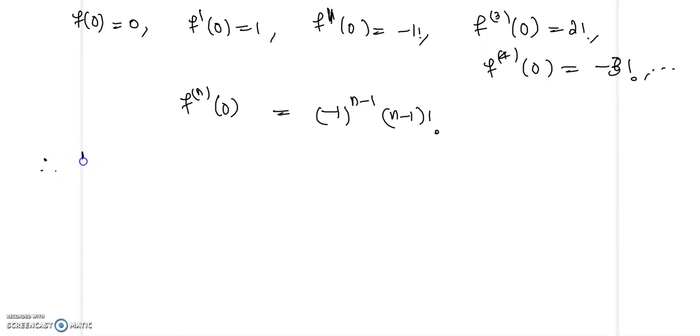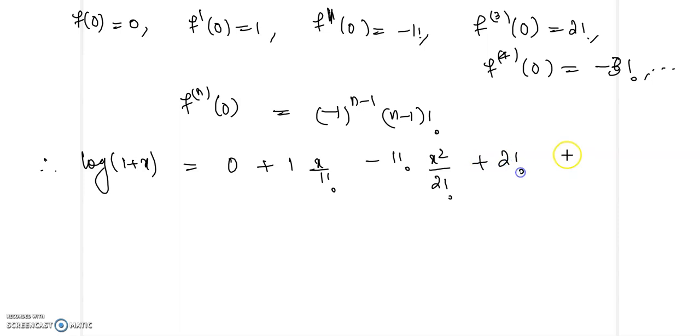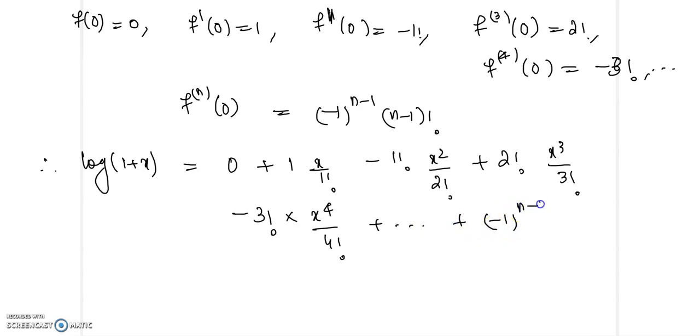So therefore, log of 1 plus x will be equal to, first term is 0 plus 1 into x by 1 factorial, minus 1 factorial into x square by 2 factorial, plus 2 factorial x cube by 3 factorial, minus 3 factorial into x raised to 4 by 4 factorial, etc. The nth term will be (minus 1) raised to n minus 1 into (n minus 1) factorial into x power n by n factorial, plus etc.